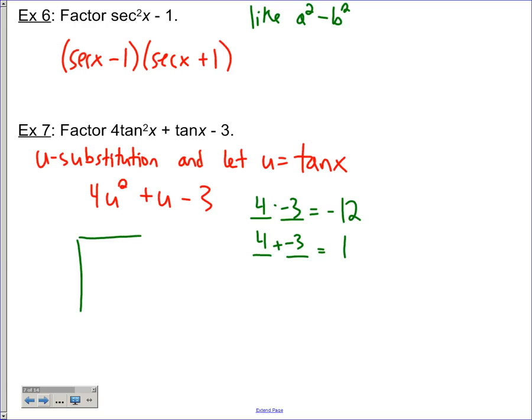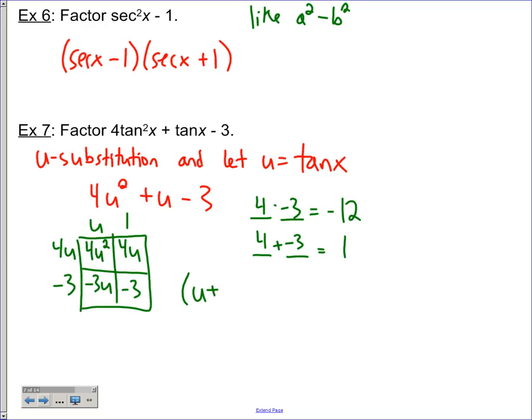Okay, so in our box, we're going to get 4u squared in the upper left-hand corner. We're going to get negative 3 in the bottom right. And then we split it up into 4u and negative 3u. And looks like on this top row, we have a 4u in common. And multiplying that by u, we get u at the top left. And then it's going to be plus 1, and 4u minus 3. So we get u plus 1 times 4u minus 3.